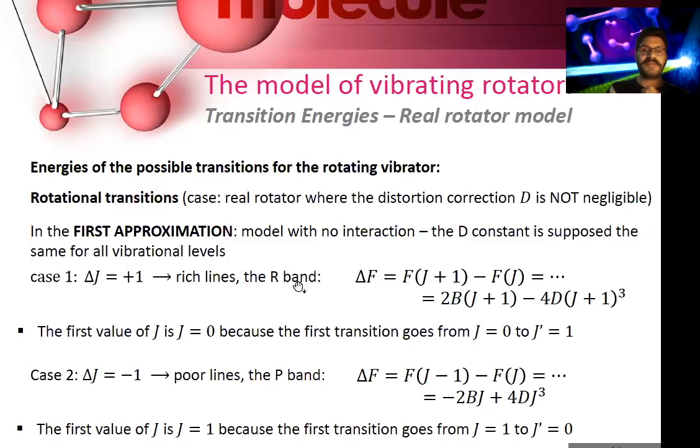So delta F for delta J equal plus 1, taking into account the centrifuge correction, is 2b(j plus 1) as before minus 4d(j plus 1) cubed. That's the centrifuge correction. And in case of delta J equal minus 1, which will be the P lines, it's minus 2bj as before plus 4dj cubed.